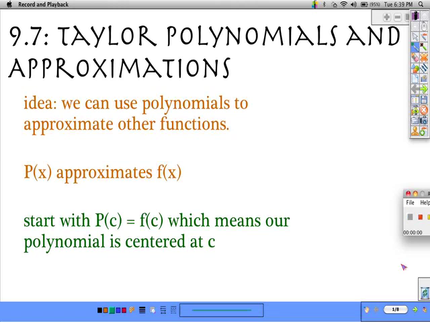In 9.7 we're going to look at Taylor polynomials and approximations that we can make for functions. The idea that people had was that we can use polynomials to approximate other functions. In other words, some function p of x, a polynomial, approximates f of x for some value. And we're going to start with our polynomial equaling the function at c, and that means that our polynomial will be centered at that c value.